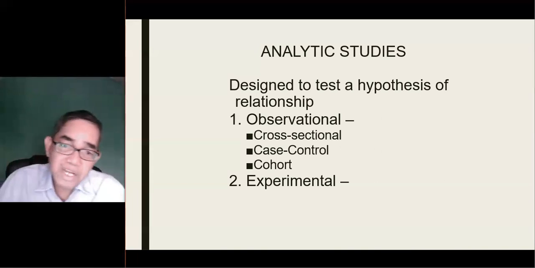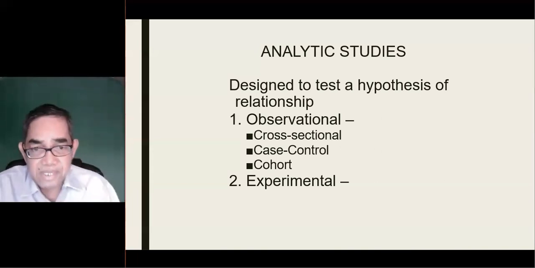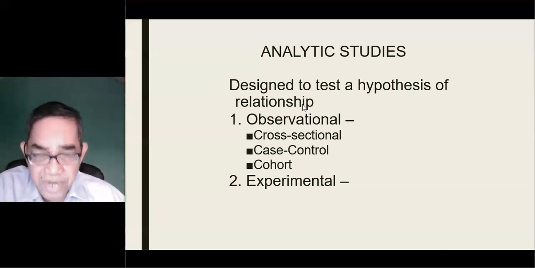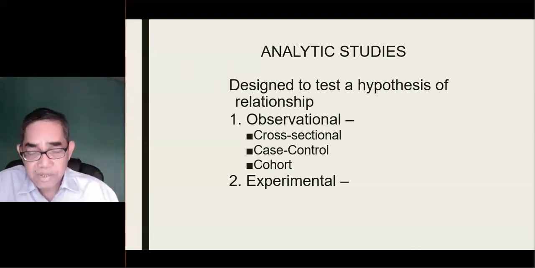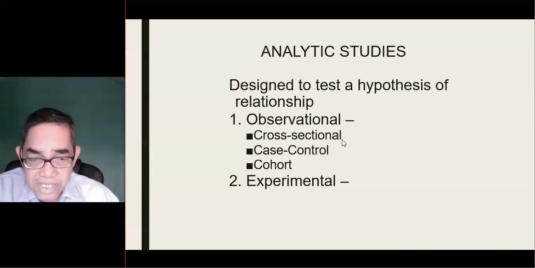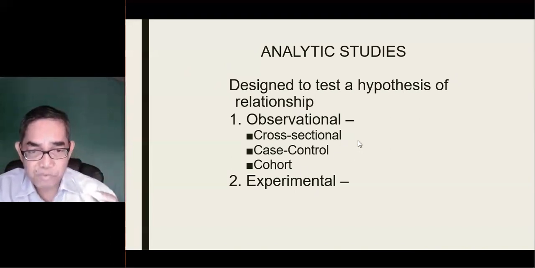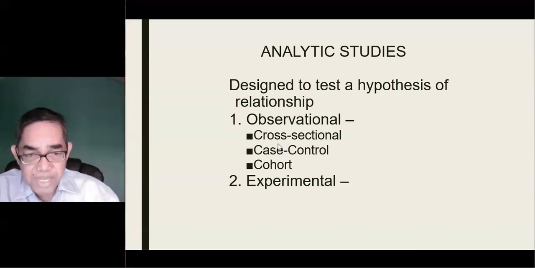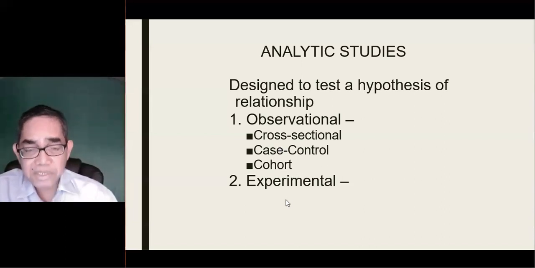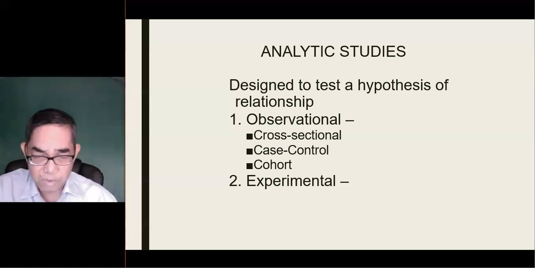Okay, and this brings us to analytic studies. The analytic studies are designed to test a hypothesis of relationship. We said a while ago that when a study looks into relationship, that study becomes an analytic study. And we have two types of analytic studies: the observational study and the experimental study. When we talk of observational study, we have three: cross-sectional study, case control, and cohort study. And experimental studies, we have the randomized controlled trials, which we will discuss much later on.